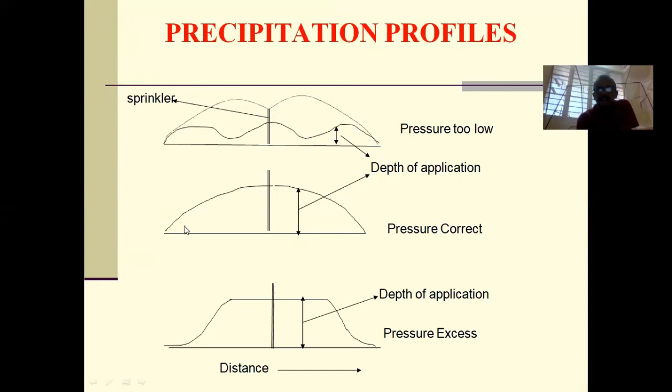This is an image for correct operation of pressure. See here, it's a triangular pattern. This is the depth of water applied at each and every location radially from the sprinkler. Near the sprinkler, you get maximum depth, and as you go to the periphery, it goes to 0. So this is the correct pressure. And third is when pressure is excess, how the precipitation profile will be.